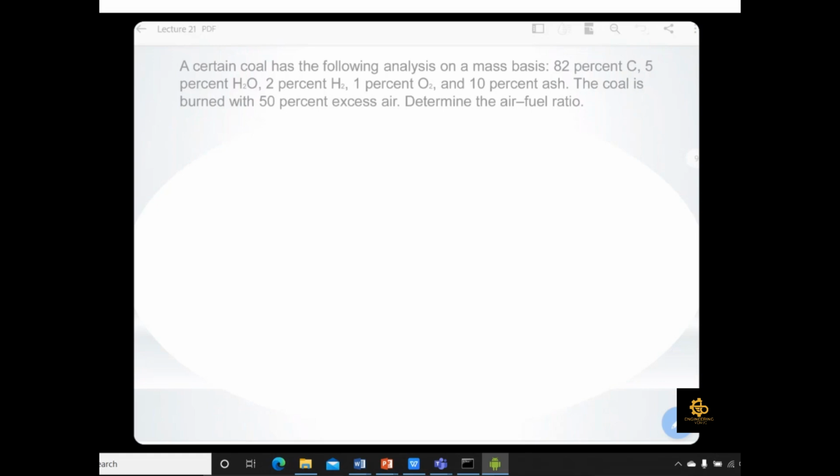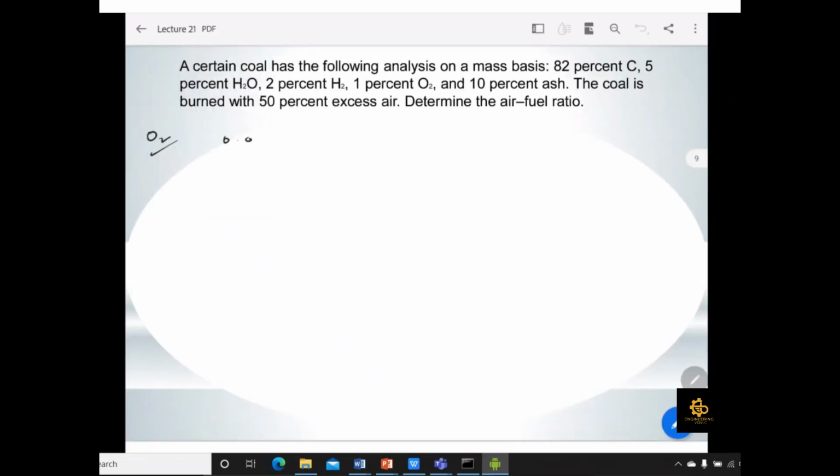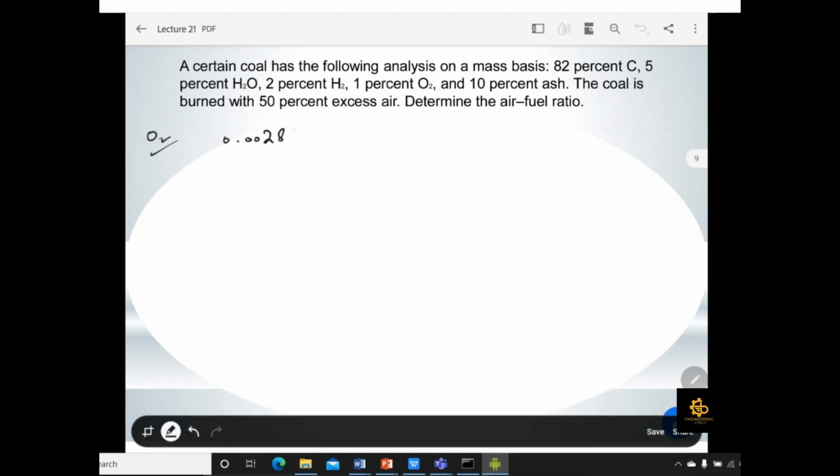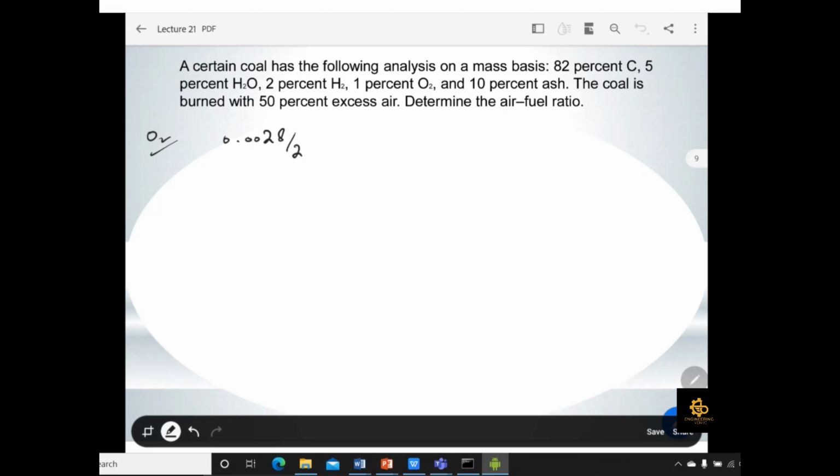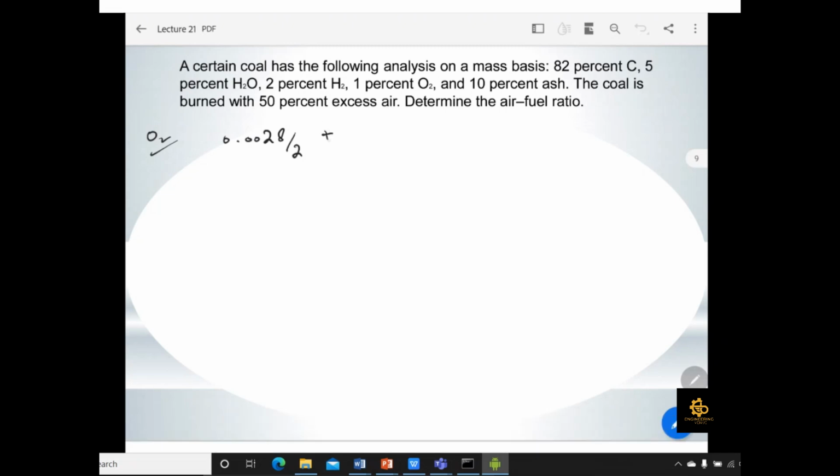Similarly, if you apply the balance of O2, you will get 0.028 divided by 2, because it is monatomic oxygen with the H2O. You just have to correlate with the previous chemical equation. Then plus 0.0031 plus 1.5 into the stoichiometric coefficient is equal to x plus y by 2 plus 0.5 into the stoichiometric coefficient.